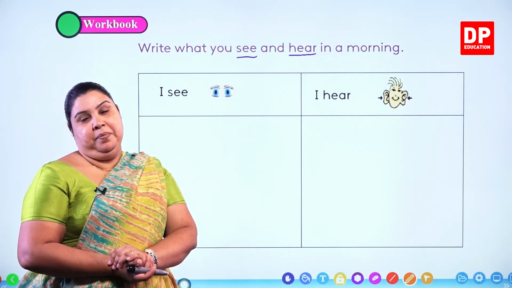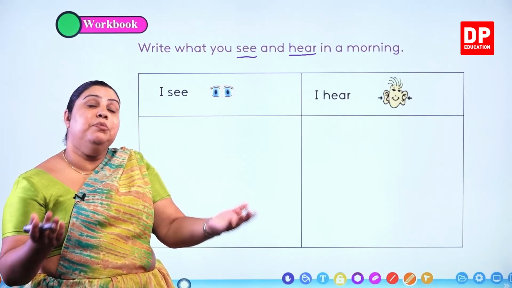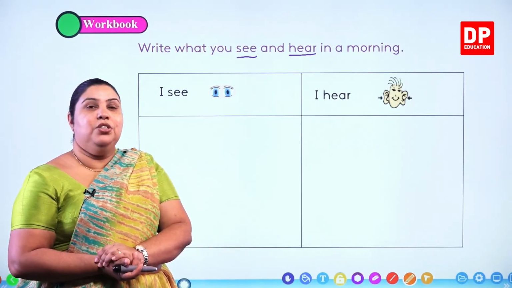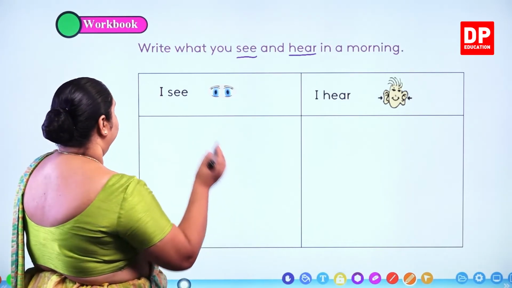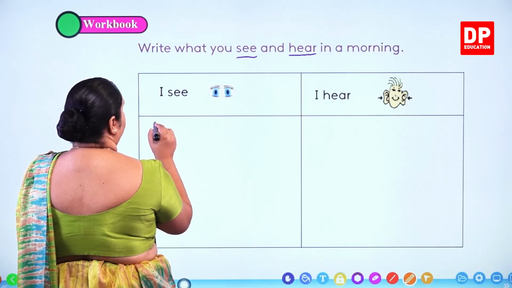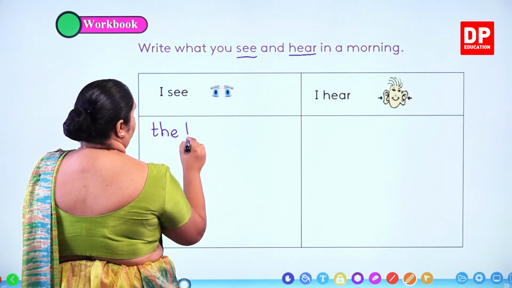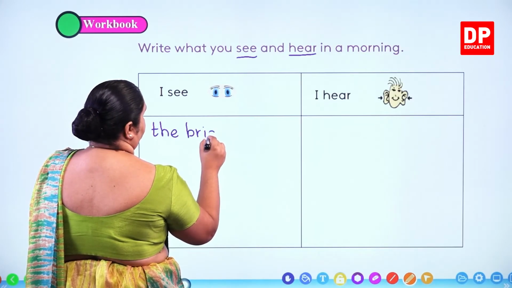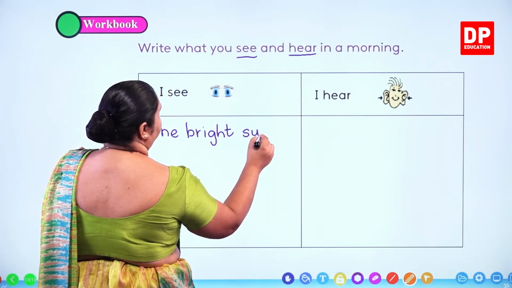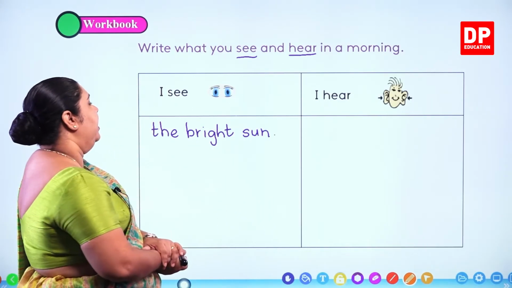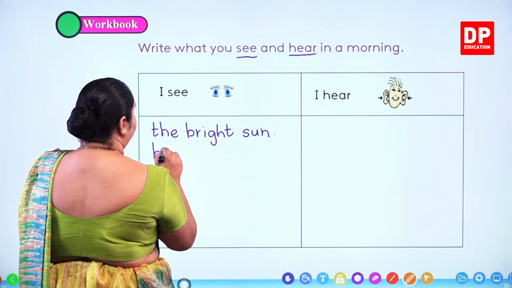You see people moving around, vehicles moving around in the morning. So maybe we can write a few of those things. I see the bright sun. ඉරේලිය පේනවා. I see the bright sun. I see birds flying.